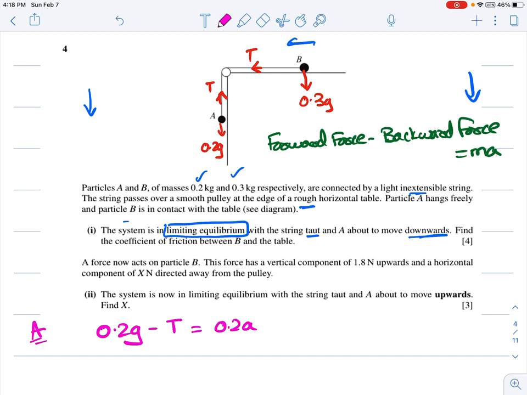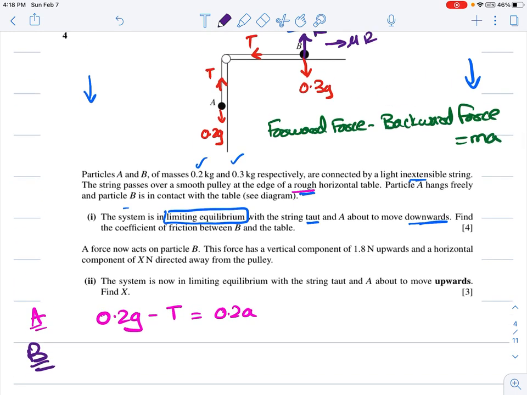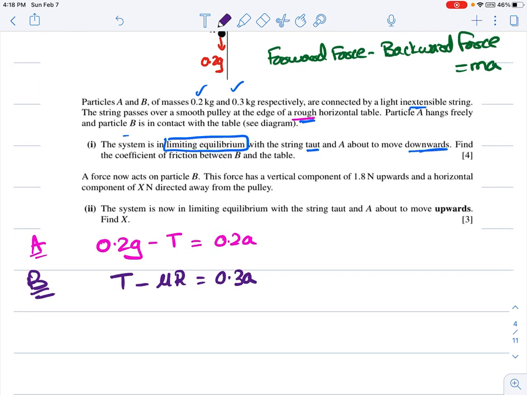Now B is on a rough plane. If you remember the question, it was on a rough plane, so there would have been some friction, which is mu R. So what is R? Right over here, which is R. So for B, what is the forward force? The forward force is tension, going towards left because of the tension, minus backward force mu R, is equal to ma, 0.3 a. So what am I going to do? I am going to find the coefficient of friction between the table and this one. I need to find the acceleration also. Do I know the acceleration? I don't know the acceleration. So how should I be able to find mu, that is a major part of the question.